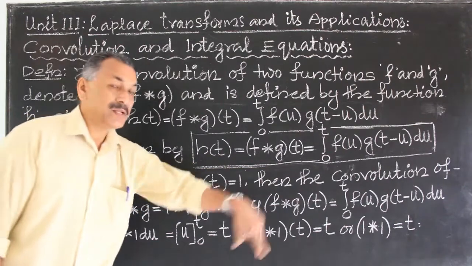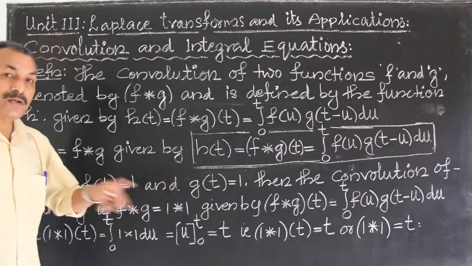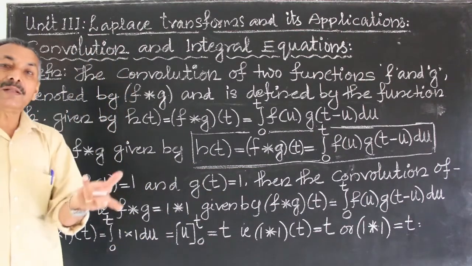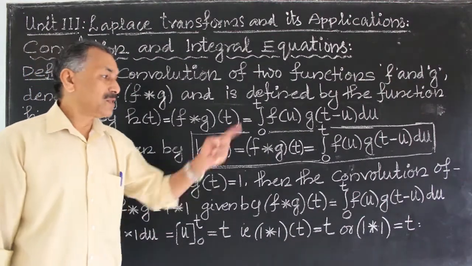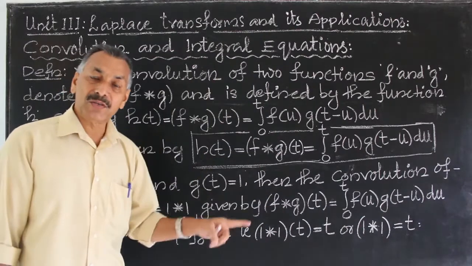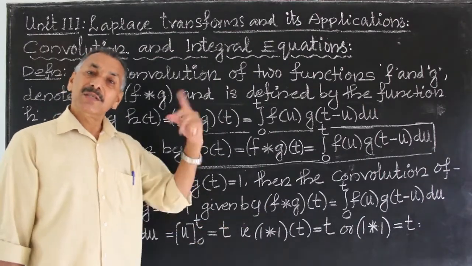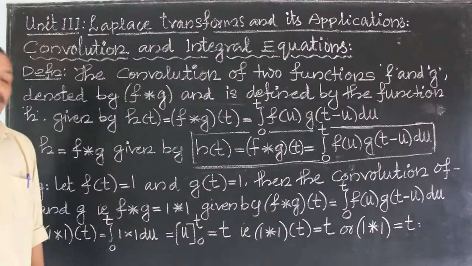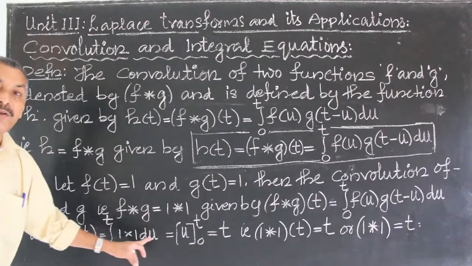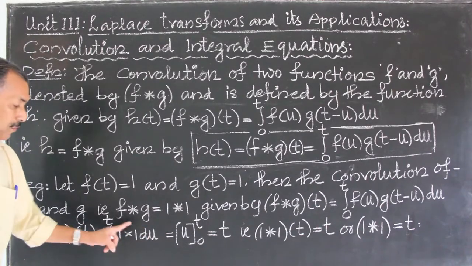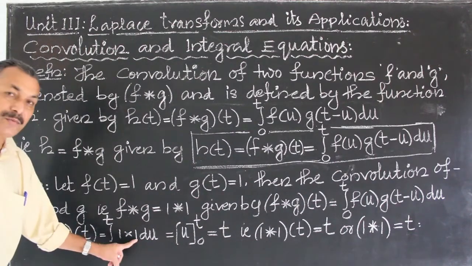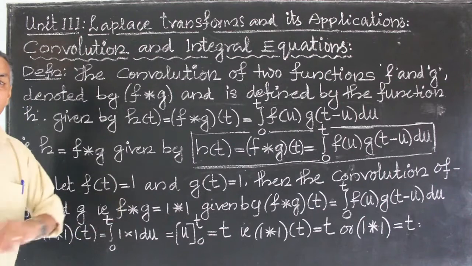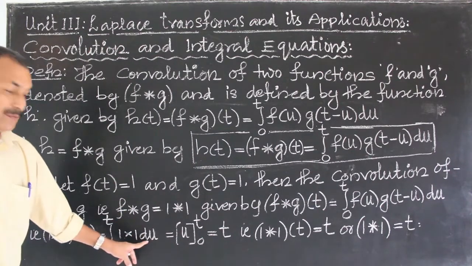Similarly, what is g of t minus u? g of t is equal to 1. Whatever t minus u may be, the value of the function is always 1. Therefore g of 1 is 1, g of 2 is 1, and g of t minus u has the value 1. So the integrand is 1 times 1 du, f of u times g of t minus u du.